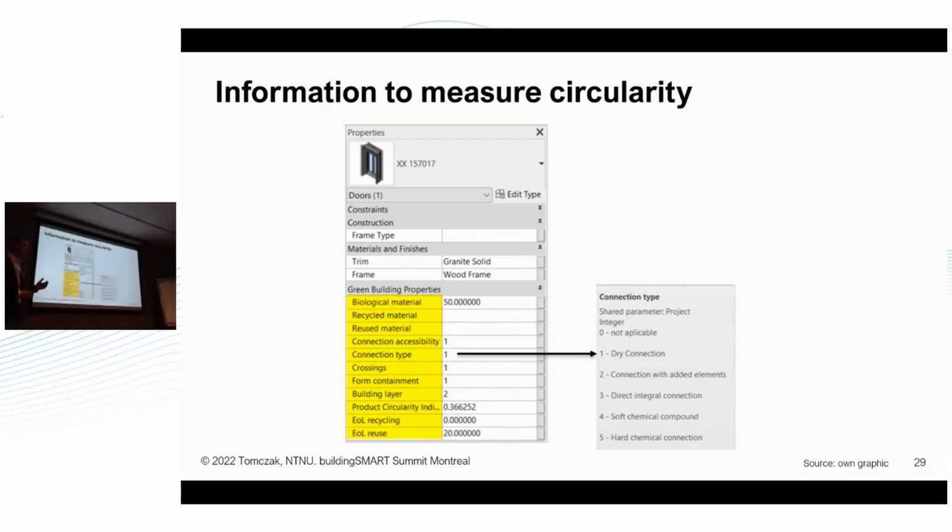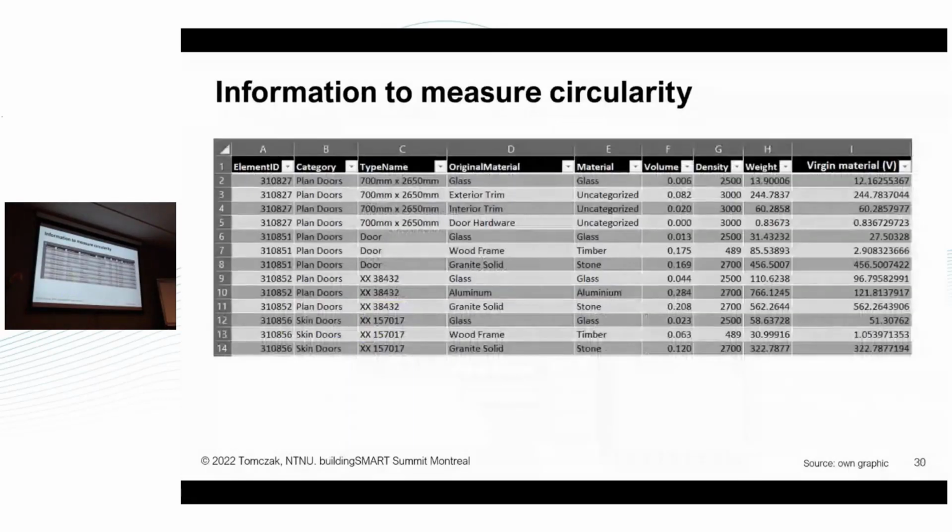But basically, the information that we need is not often found in BIM, like the connection, if it's a dry or chemical connection, and so on. So those are the requirements that we want to ask. And this is one of the results. We also produce an Excel for people who want to see where each number came from.